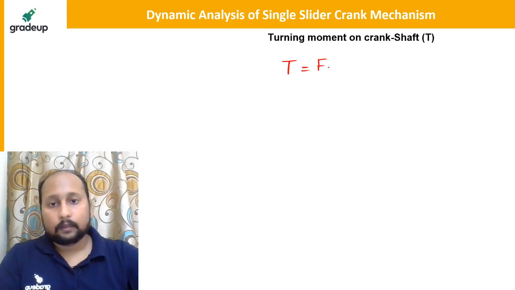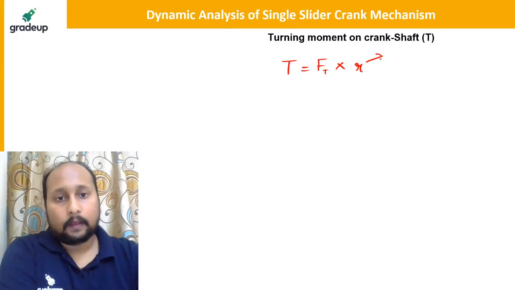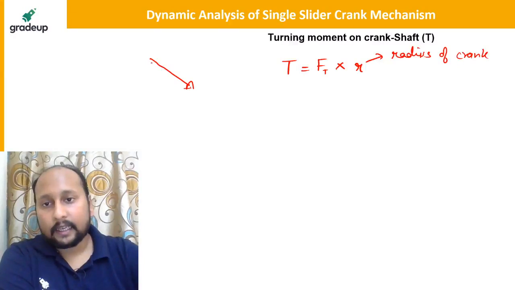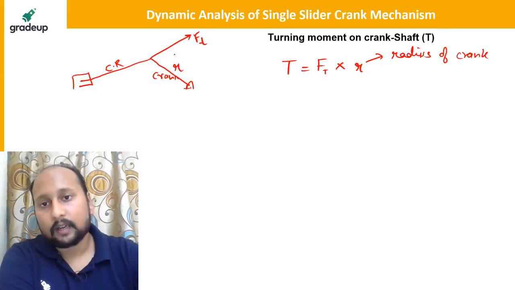This will be equal to Ft into R. What is R? This is the radius of the crank. If I take this as the crank, this is your connecting rod, and this is the piston. On the crank, we have a force perpendicular to it. This is your Ft, this is R. So Ft into R is basically the torque produced.